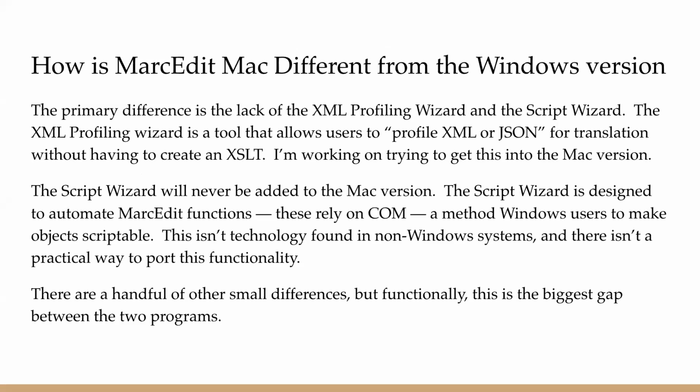So how's the Mac version different from the Windows version? The primary difference is there's 2 primary differences in terms of functionality. The biggest one is something I'm going to show people how to use this Thursday and Friday, which is, when working with non-MARC metadata, something that is called the XML profiling wizard. This is a tool that allows you to point at an XML file or a JSON file and just translate it without having to create XSLTs or any tooling that would facilitate the translation. And so that's pretty cool.